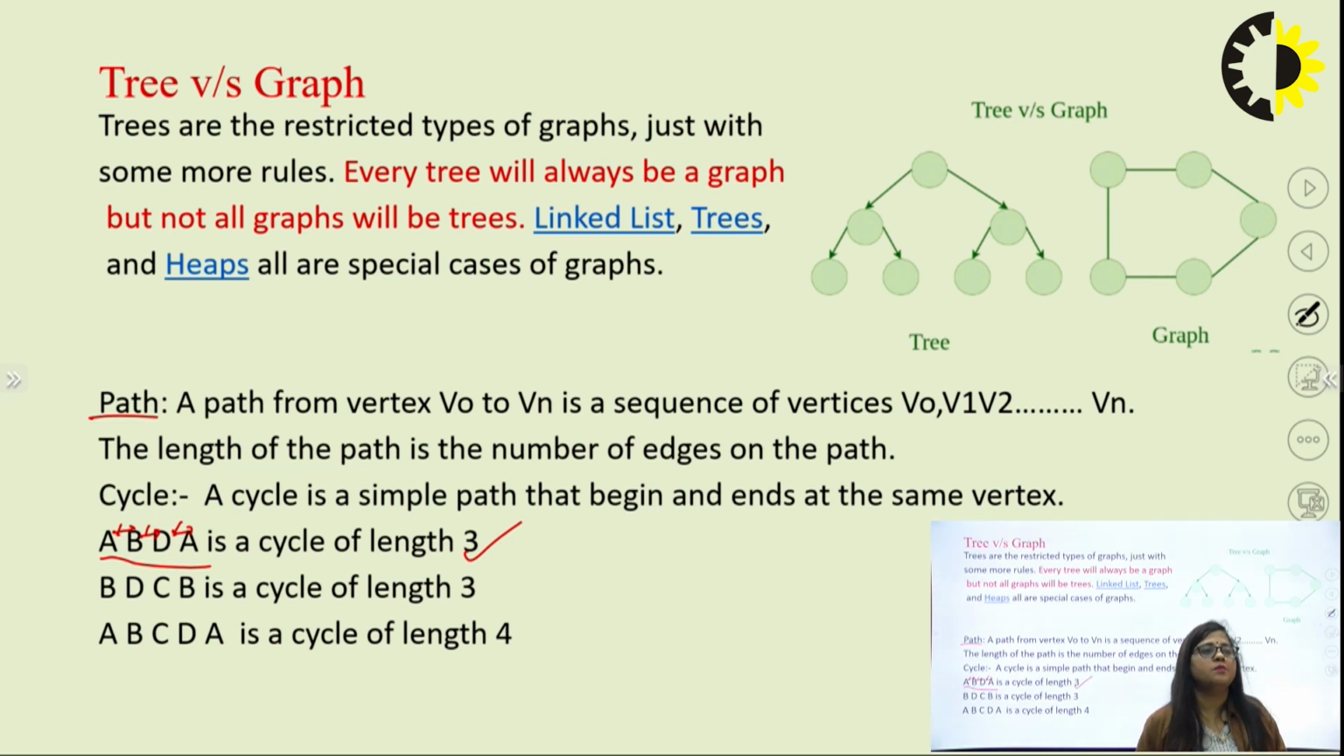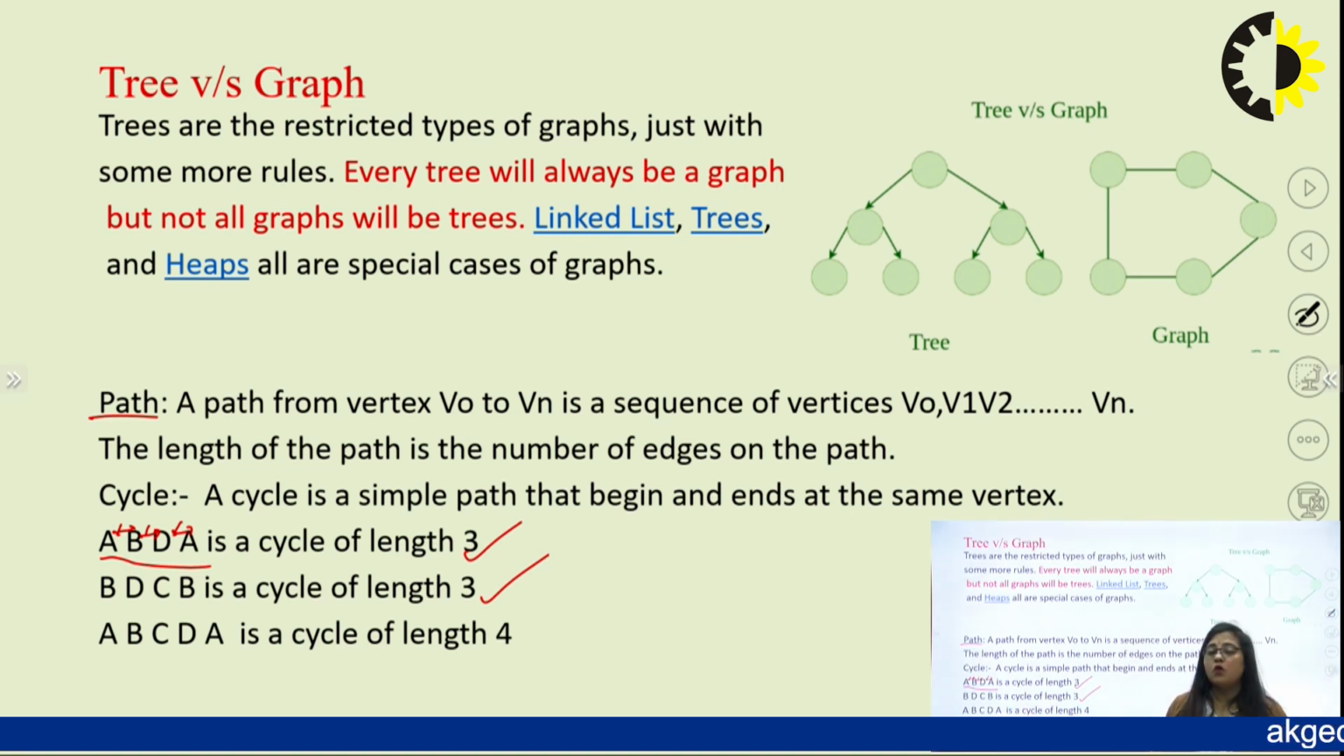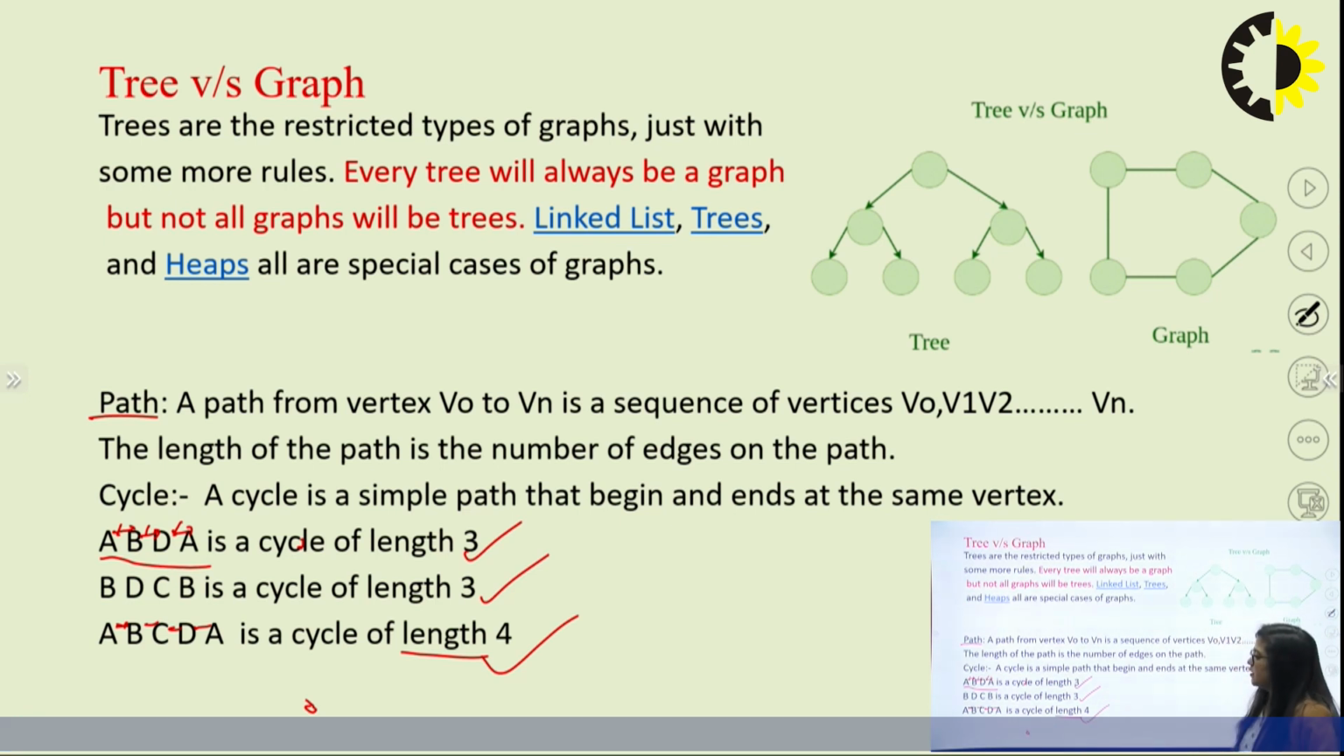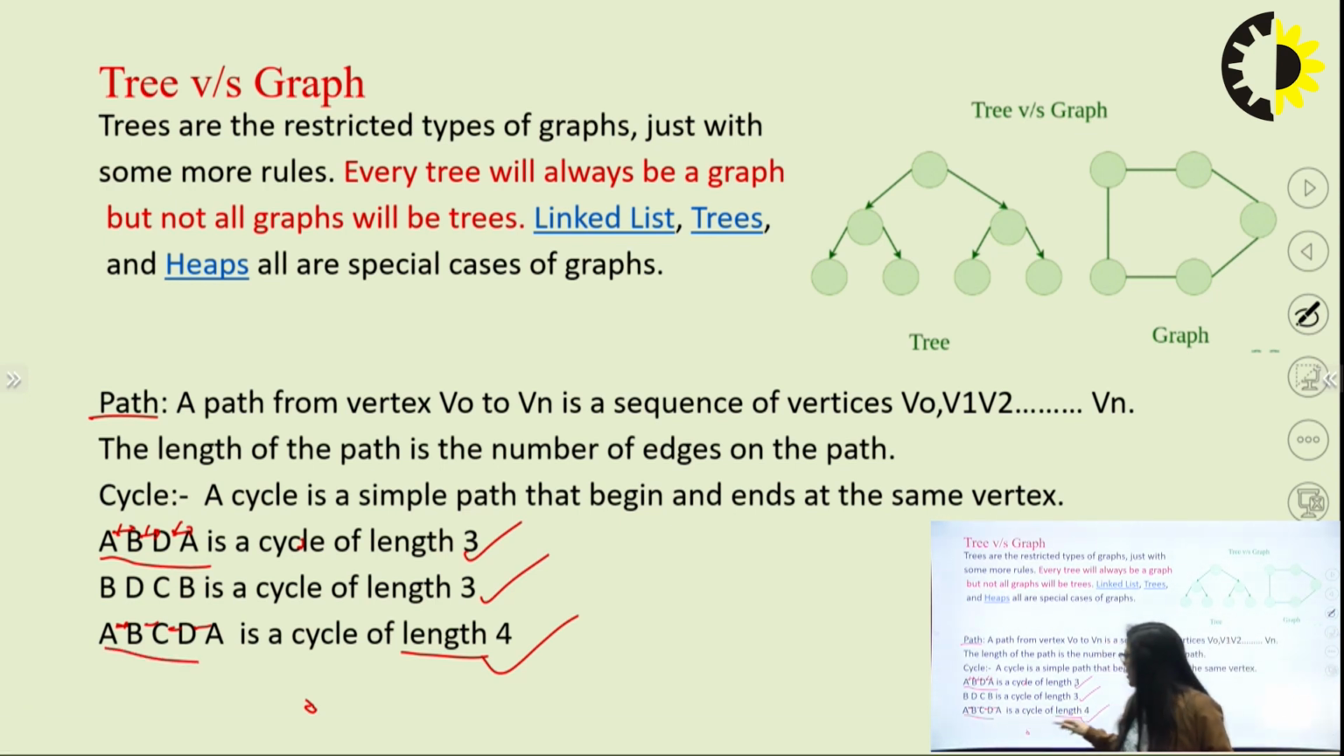The next one is B, D, C, B, which also has length 3, and A, B, C, D, E, D, A is a cycle of length 4. How? A to B moves one edge, again 1, 2, 3 and 4. So the length of this cycle is 4, and the path of this cycle is 4.